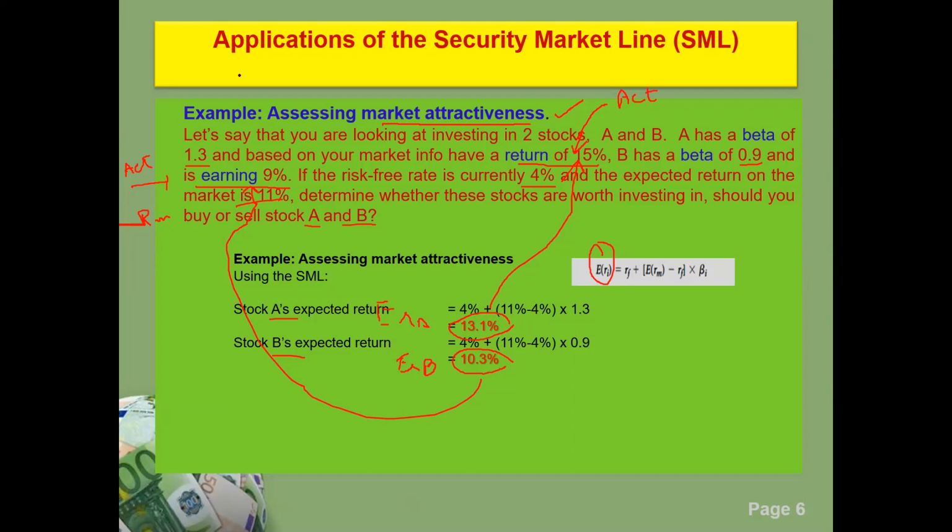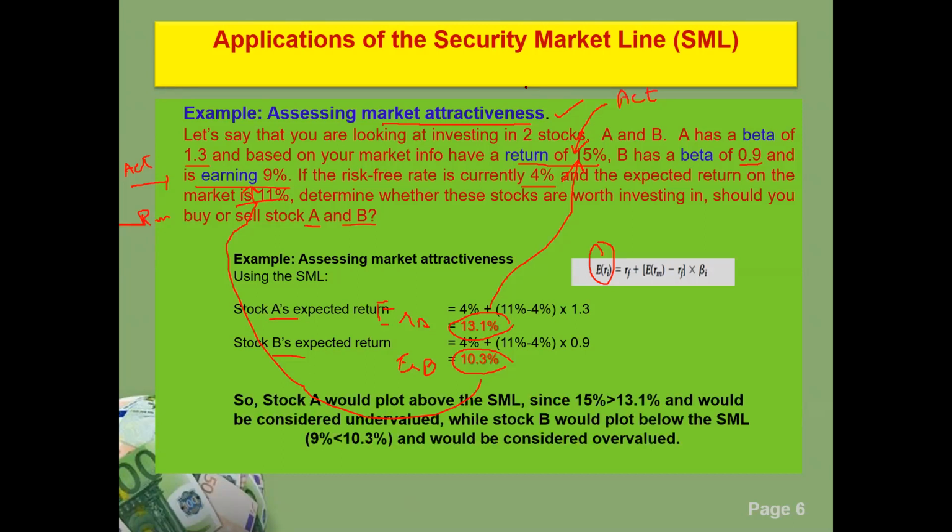So which stock should we buy? A, because it's doing better than our expectation. Which stock should we not buy? B, or sell it if we already have it. Okay. So it means A is good to buy, B is not good to buy.